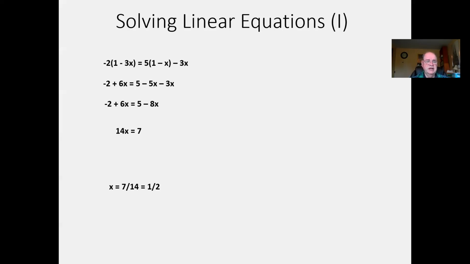Okay, so what have I done? Well, that first step, I eliminated the parentheses by using the distributive law. Sure, I multiplied the -2 through and I multiplied the 5 through. In the second thing, that -8x appeared because I collected like terms on each side. There are no like terms on the left side. There's a number term and an unknown term. They're not like terms, so there's nothing to combine there. But the -5x and the -3x certainly can be combined.